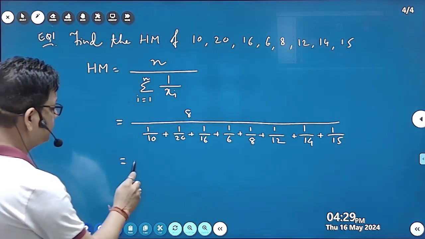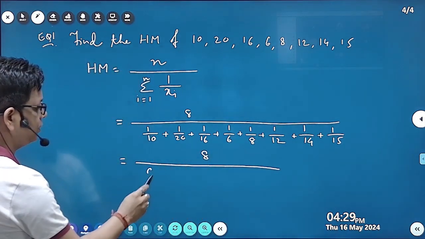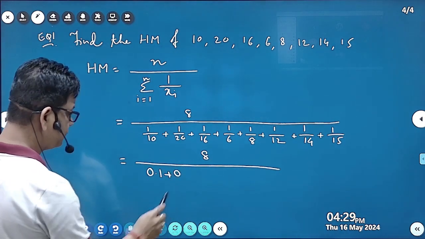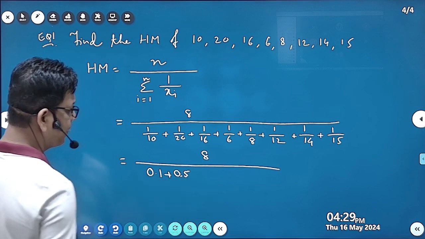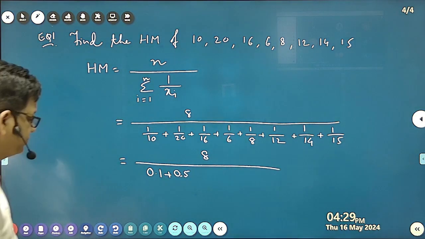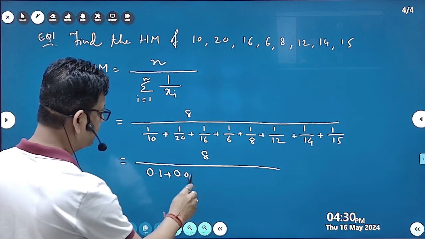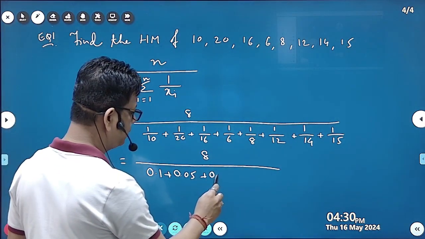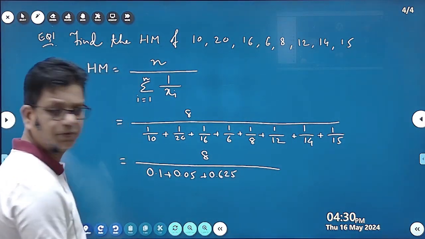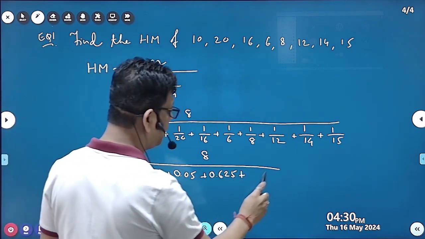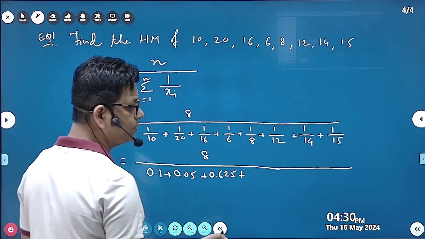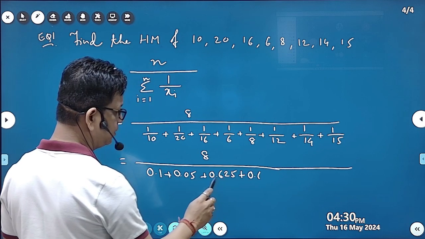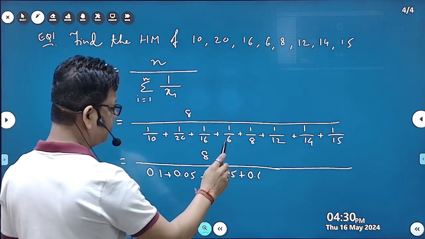So what you do is, 1 by 10 we know is 0.1. 1 by 20 will be 0.05. So use a calculator and find this. 1 by 16 is 0.0625, right? Then 1 by 18 is 0.06, this is done. Then 1 by 6 now?